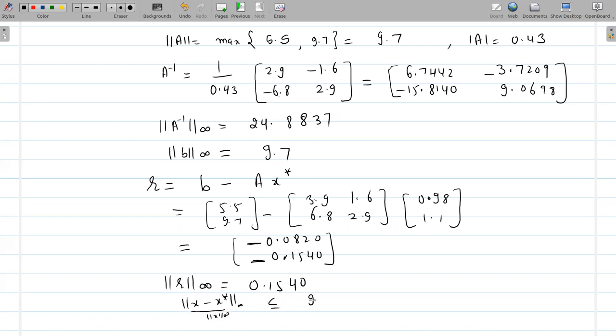So norm of A multiplied by norm of A inverse, which is 24.8837, times norm of R divided by norm of B. Simplify it, this is 3.8321, and in percentage this is approximately 383. Okay, so it is much bigger.